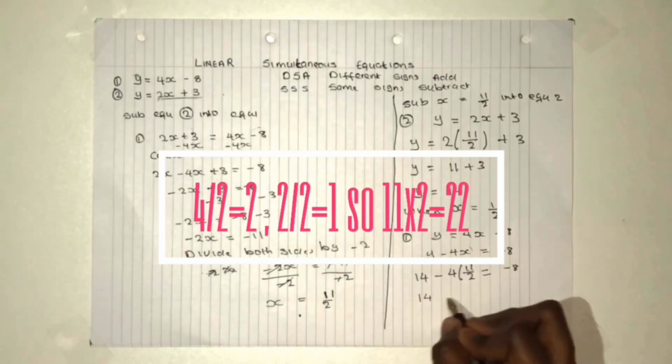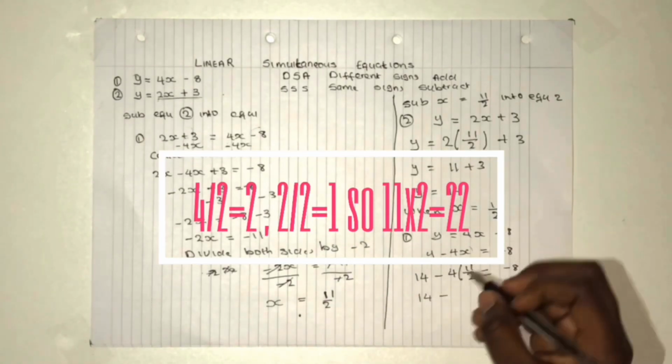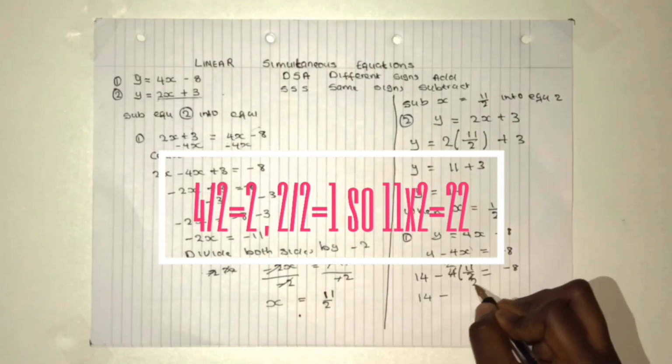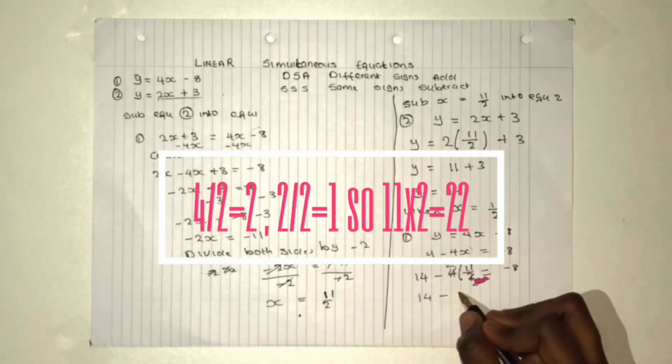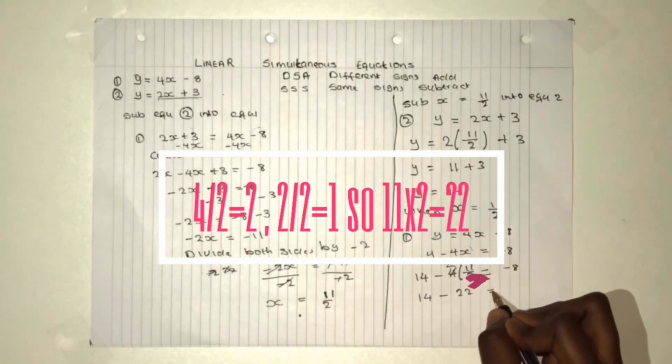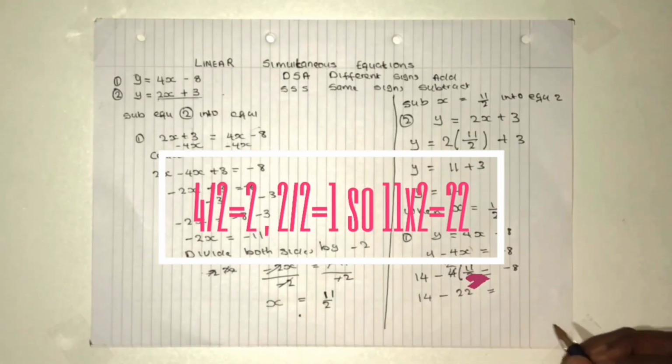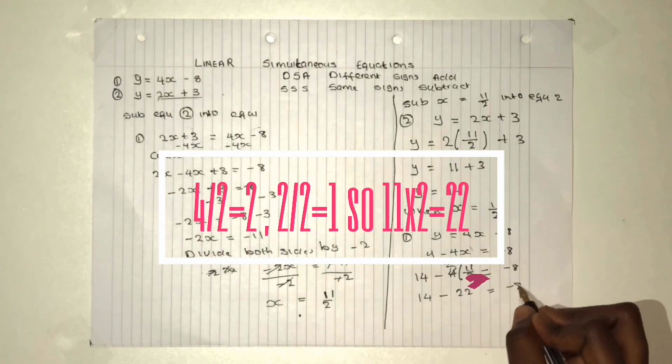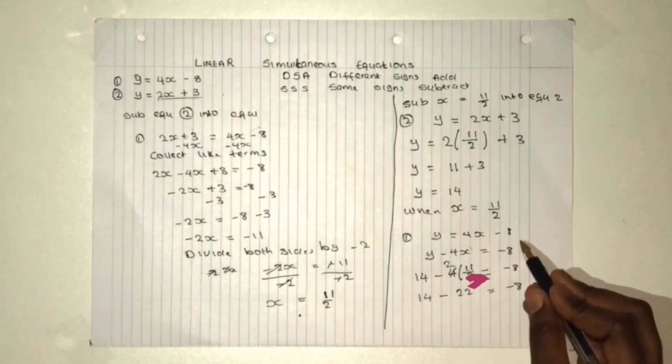So 14, take away. We know the 2 cancelled out 2. You have 2 left. So 2 times 11 is 22. So 14 take away 22 would equal minus 8. So therefore, the answer is right.